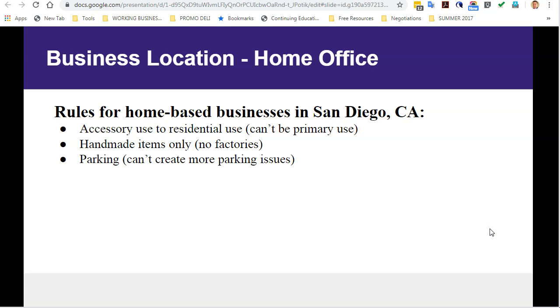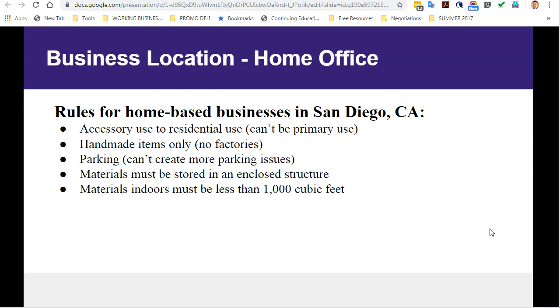Another issue that's big is parking. You can't create more parking issues in your neighborhood. Residential neighborhoods are not designed to be giant parking lots for your business. So your home-based business can't be creating more parking issues. Materials for the business must be stored in an enclosed structure. You can't just leave them outside. And materials that you do store indoors must be less than 1,000 cubic feet, which is roughly a 10 by 10 by 10 foot room, about the size of one bedroom.